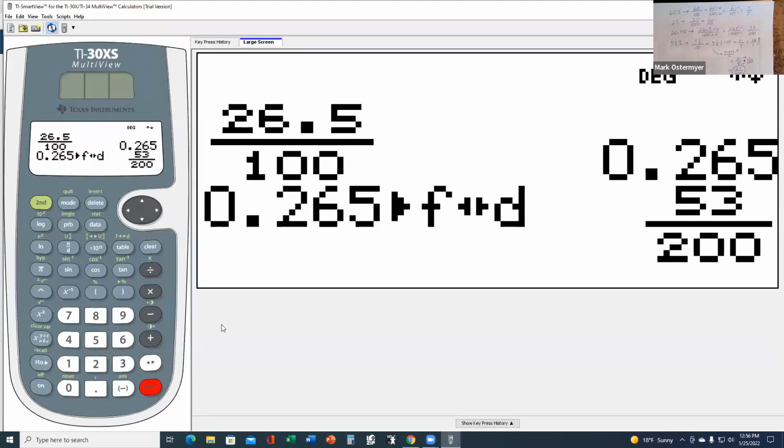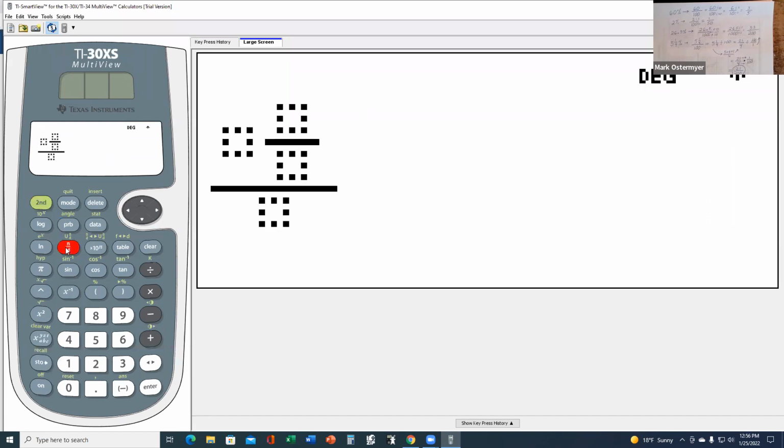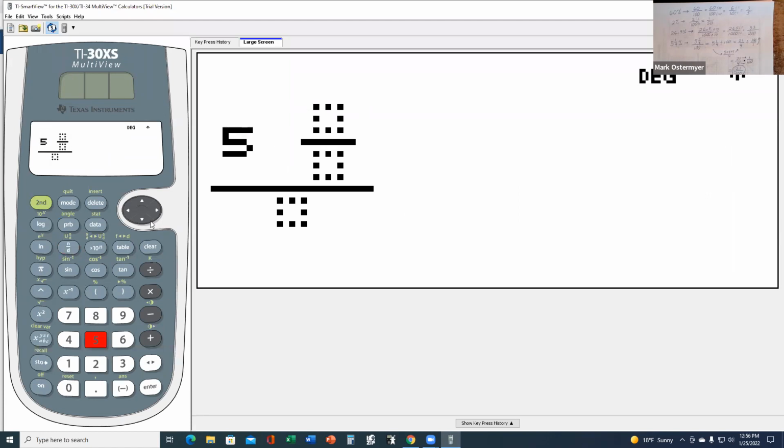Pretty simple to do. Let's bring up our machine, clear our screen, hit our fraction template. But now, ladies and gentlemen, in the numerator, I have to type in a mixed number, 5 1/4. So with my cursor sitting in the numerator, I have to bring my mixed number template up. Second fraction button brings the mixed number template up. Now we type 5 1/4.